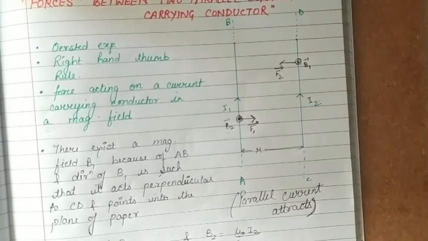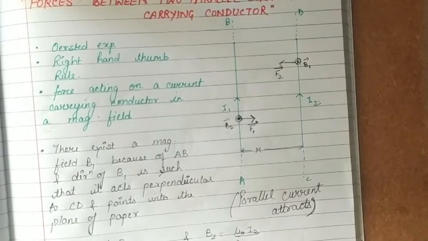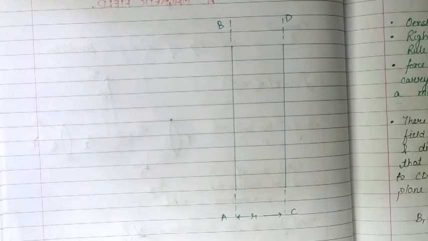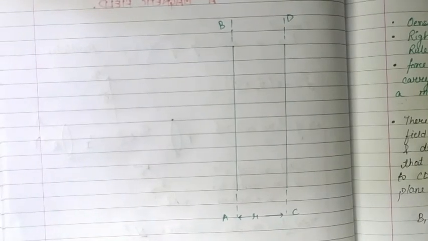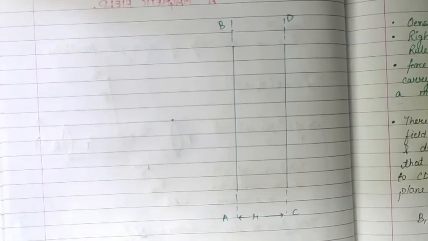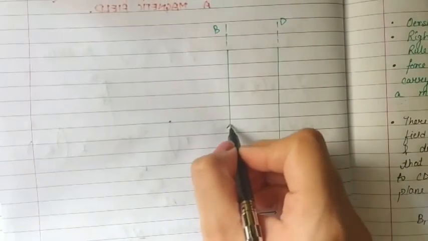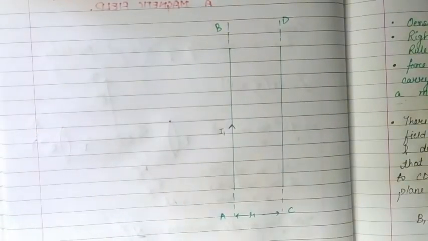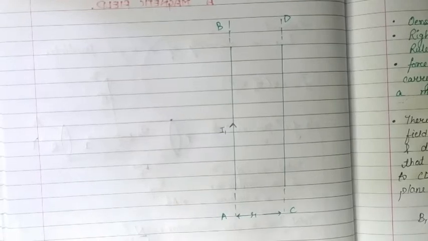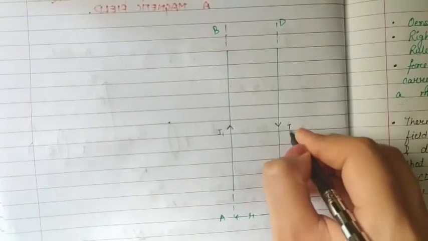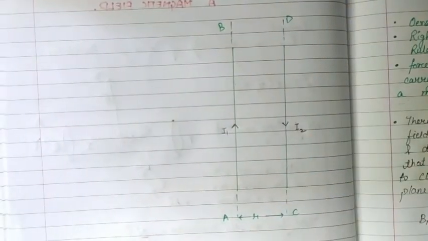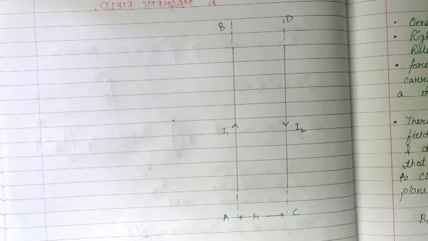Now we are going to see its opposite case. We are going to see what happens when these two parallel conductors have currents flowing in opposite directions. For this we consider two conductors AB and CD again. Current flowing in AB is from A to B, that is I1, and current flowing in CD this time is from D to C, because we want to see how it will work when the current flows in opposite directions.